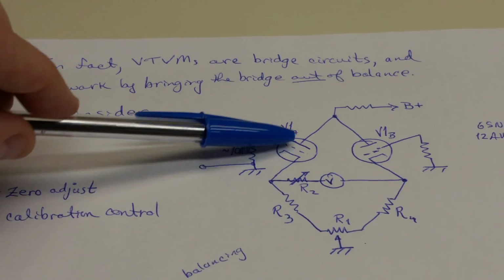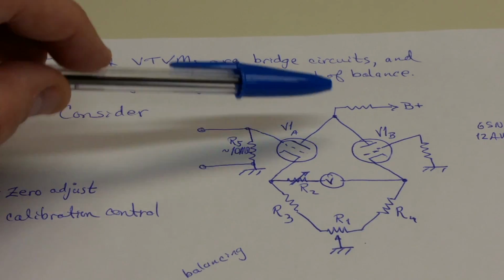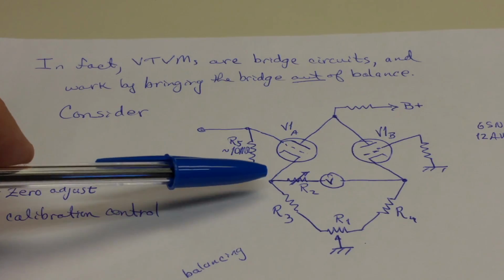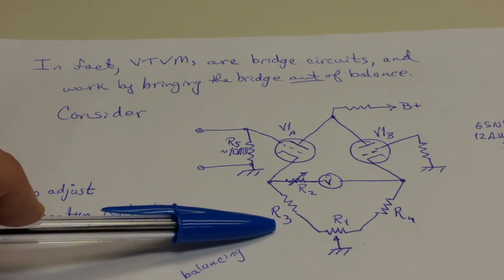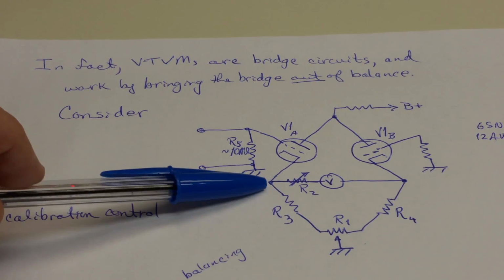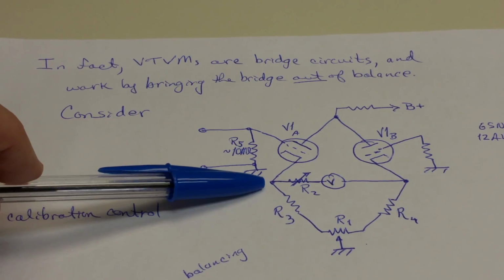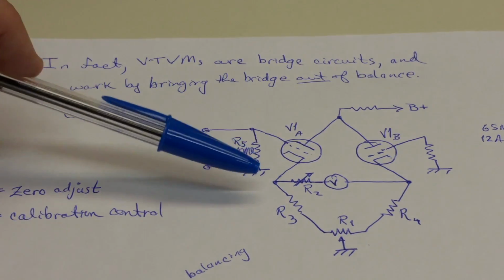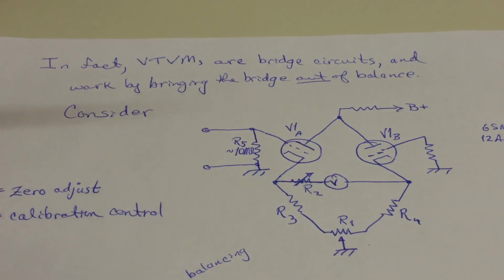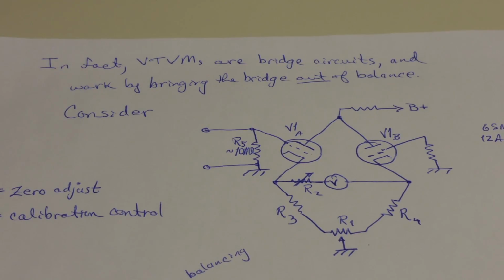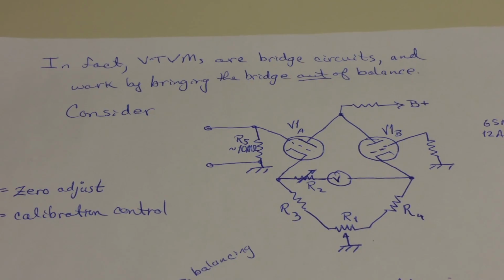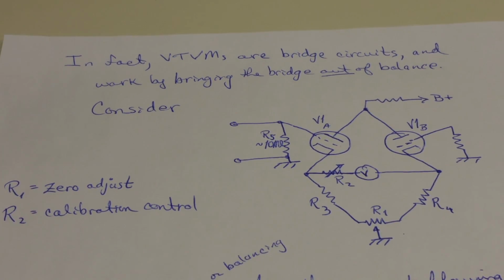So there'll be an increase in current flowing through this branch of the bridge, and because of Ohm's law, increased current flowing through this fixed resistor will result in a higher voltage drop across this resistor. So this point will no longer be at the same potential as this point. There'll be a net current flowing through this meter right here, and you'll have a meter deflection. And that's how we measure voltages on a VTVM. So the VTVM is based on a bridge circuit, and it reads values when the bridge is out of balance.